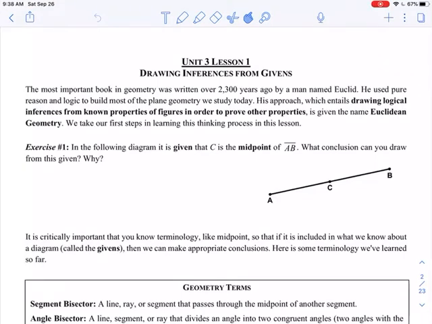Hi Geo H, this is Unit 3, Lesson 1, and today we're going to start talking about some proofs. So I'm just reading from the top.